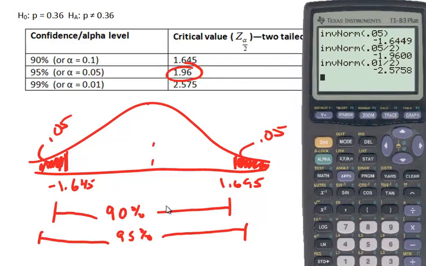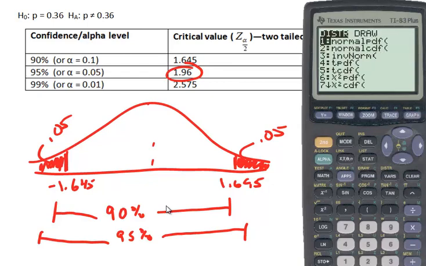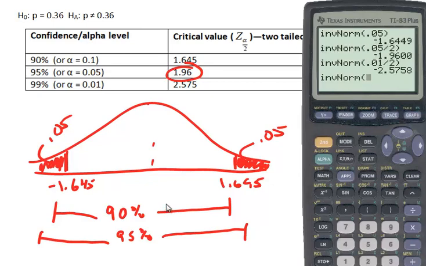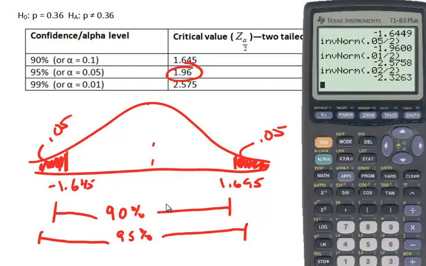Now let's say they gave you 98%. So then you would do 98% would correspond to an alpha of 0.02. And so you would just do inverse norm of 0.02, divided by 2. About 2.33, and so forth. And they'll tell you how much to round, what the rounding needs to be.